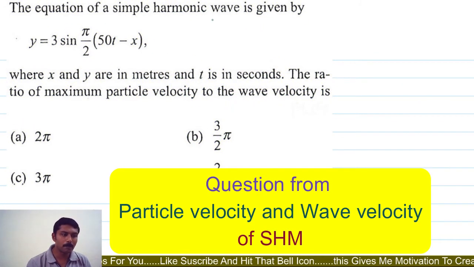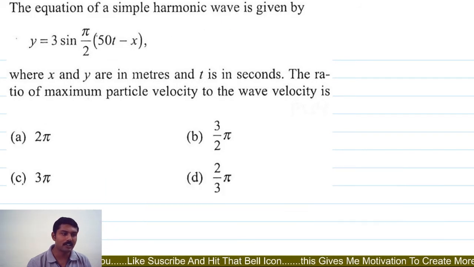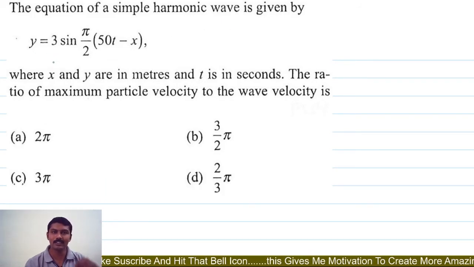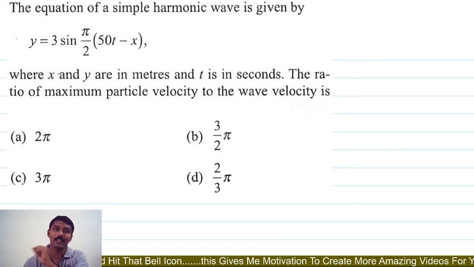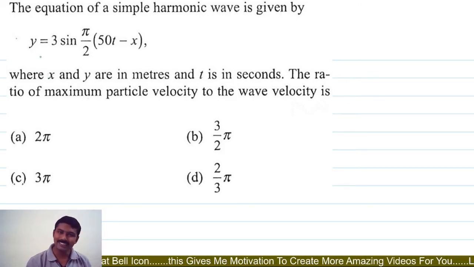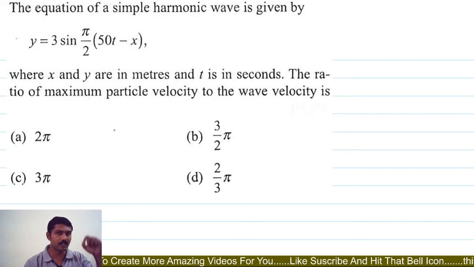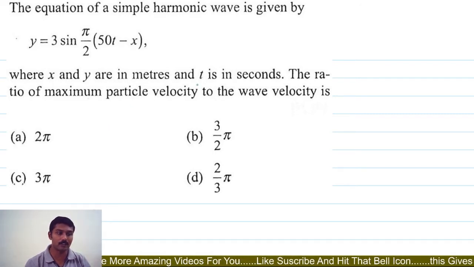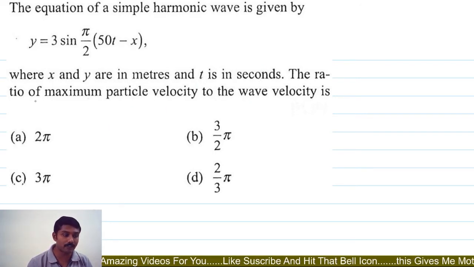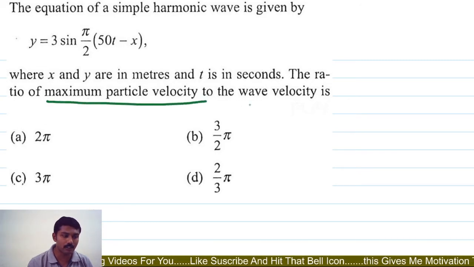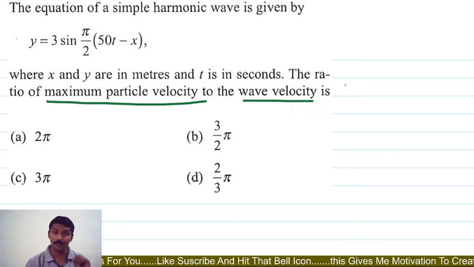The equation of a simple harmonic motion or the wave is given by y is equal to, where y is the displacement of the particle, that is oscillation on the y-axis, which in turn creates waves. y is equal to 3, which is the amplitude, sine pi by 2 times (50t minus x), where x and y are in meters and t is in seconds. The ratio of maximum particle velocity of the simple harmonic motion to the wave velocity is the question. It's a very important question.